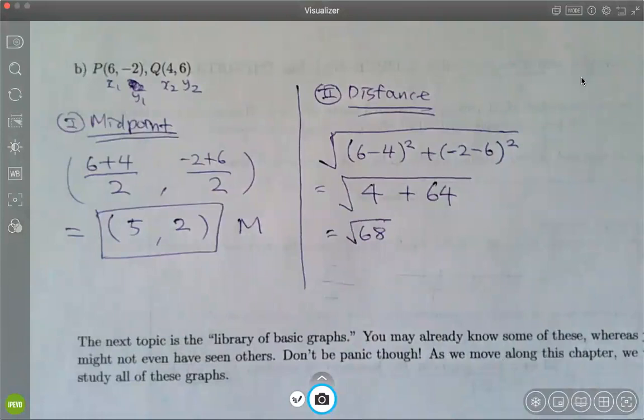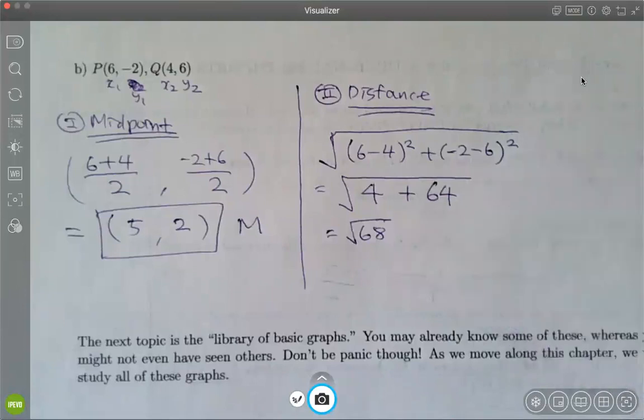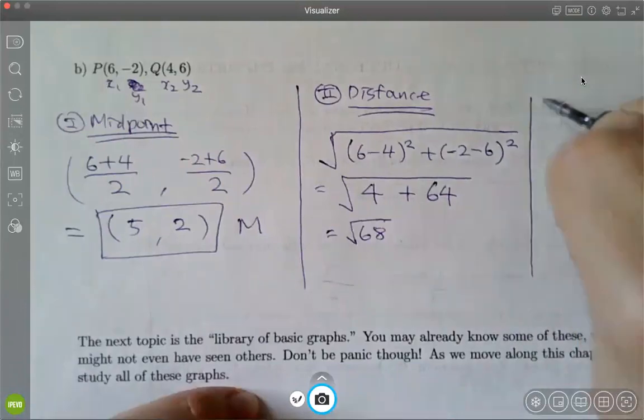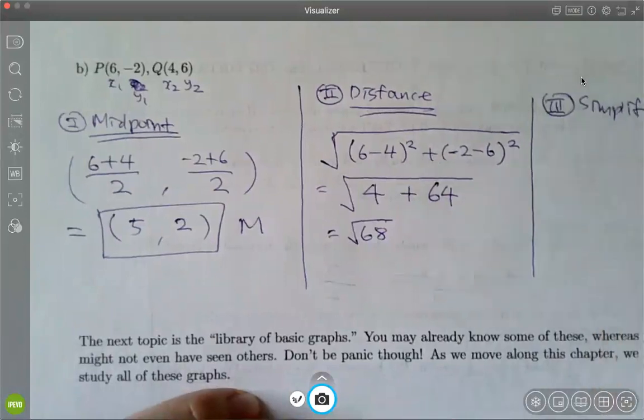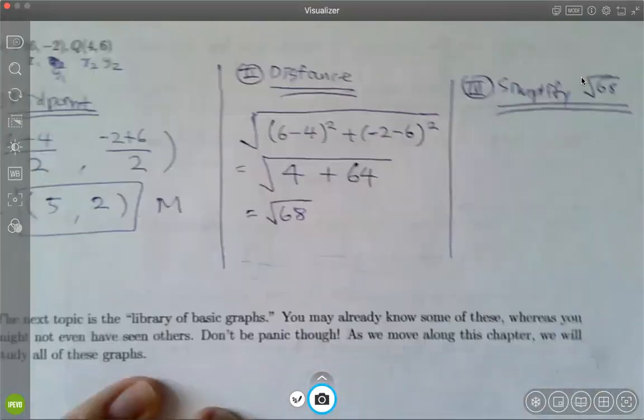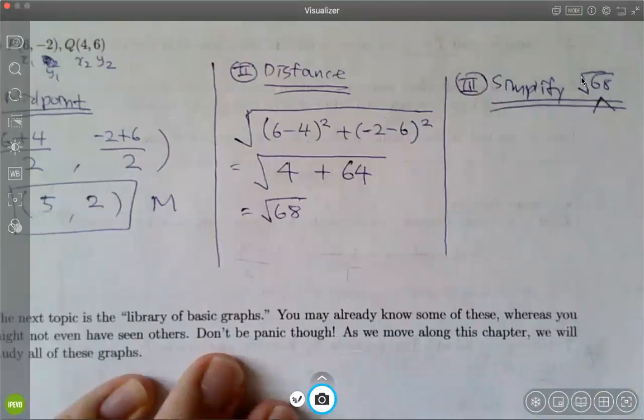No? Okay, you want us to do the factor tree? That's not a whole number. Okay, yeah, that's not a whole number, but still we can simplify this, right? Yeah, okay. So now simplify square root of 68. Okay, so how do we simplify? Yeah, that factor tree thing, right? So 68 is what times what?